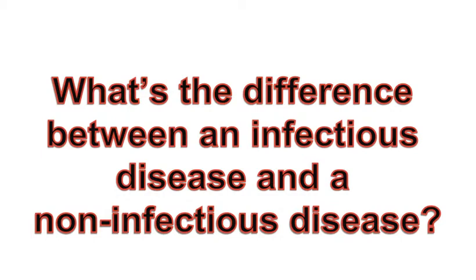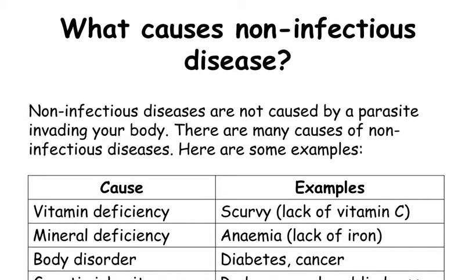How are infectious diseases and non-infectious diseases different? Infectious diseases are caused by microorganisms that invade your body. Non-infectious diseases are not. There are many different causes of non-infectious diseases, such as deficiency disease, if you do not get enough of a particular vitamin or mineral, disorders where part of the body is not working properly, such as diabetes, or inherited genetic disorders like red-green colour blindness that are passed on in your genes.